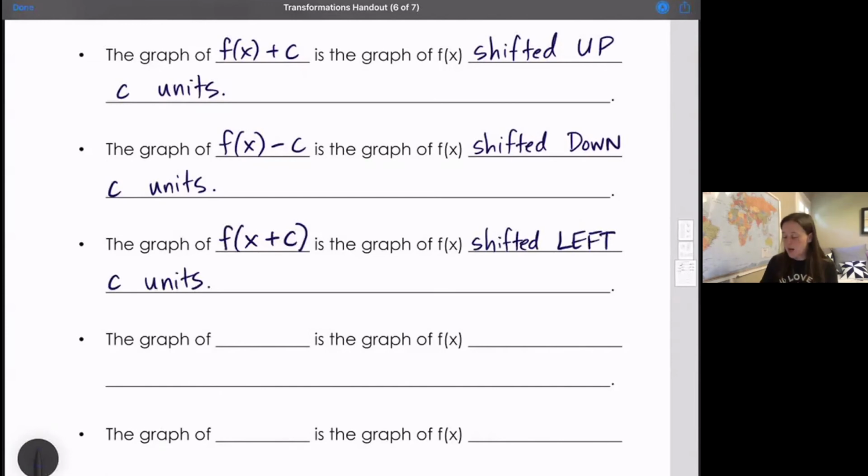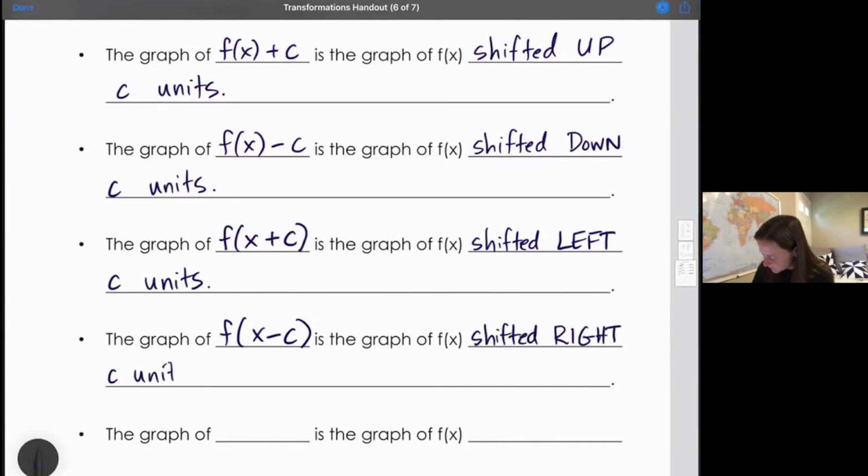Likewise, when we did subtraction, so this is going to be f of x minus c, so we're doing it inside the function, this is going to be shifted right, c units. Okay, I'm just going to head back over to Desmos and play around a little bit with these two rules to make sure we have our brains wrapped around it.